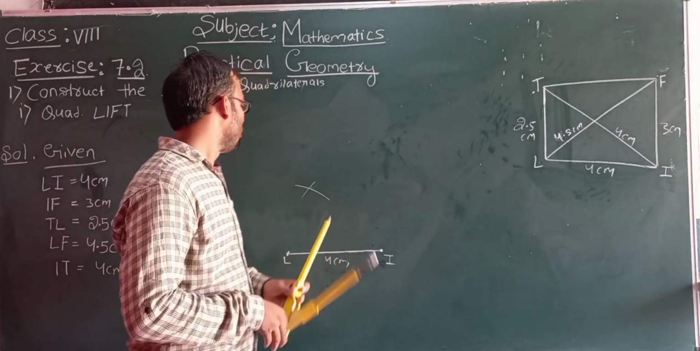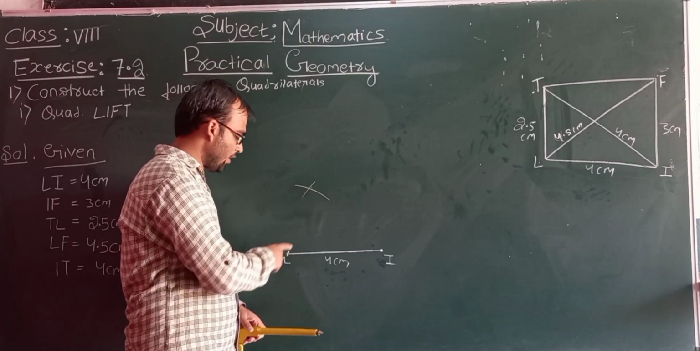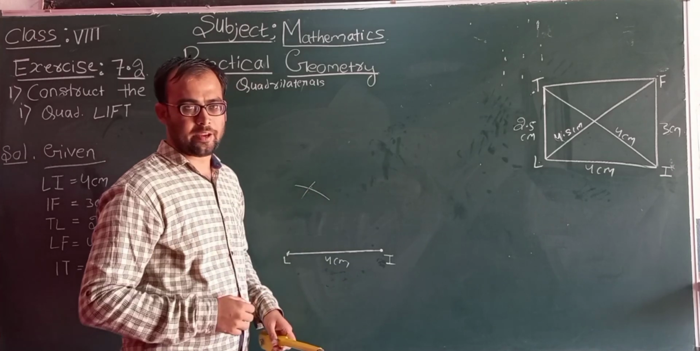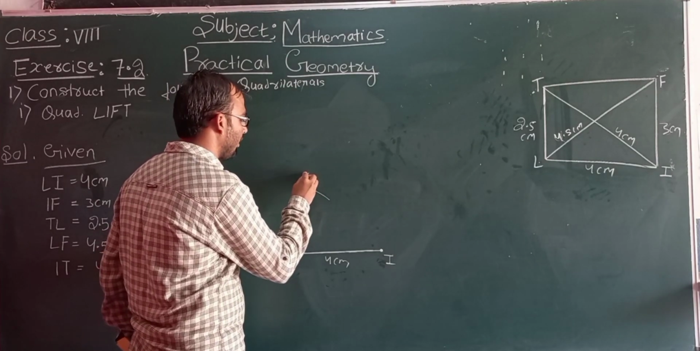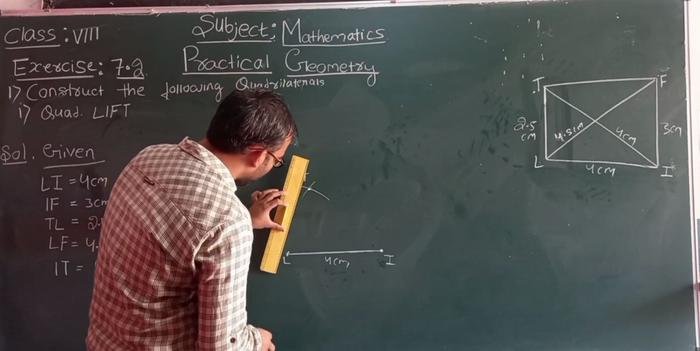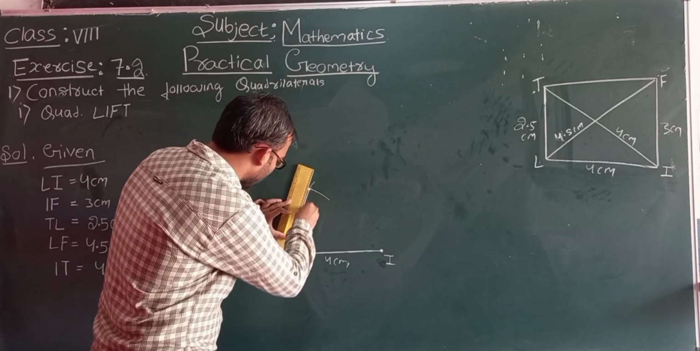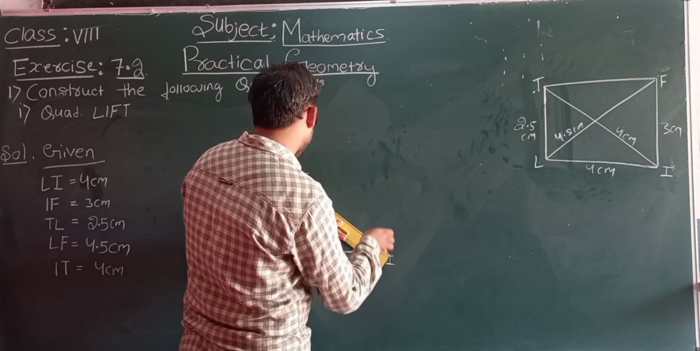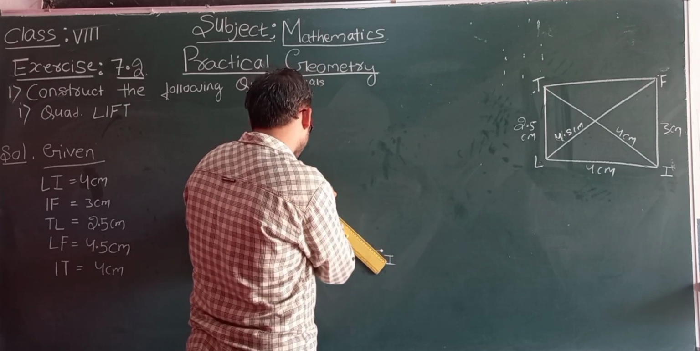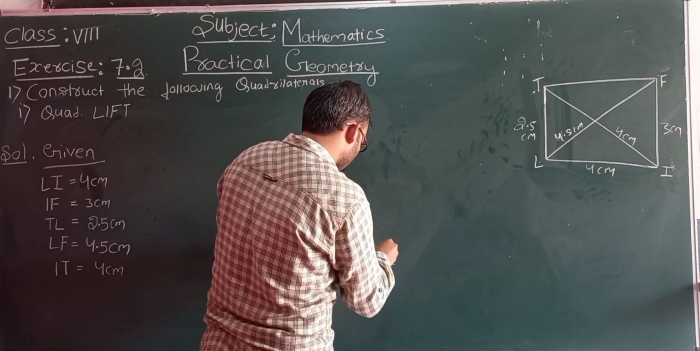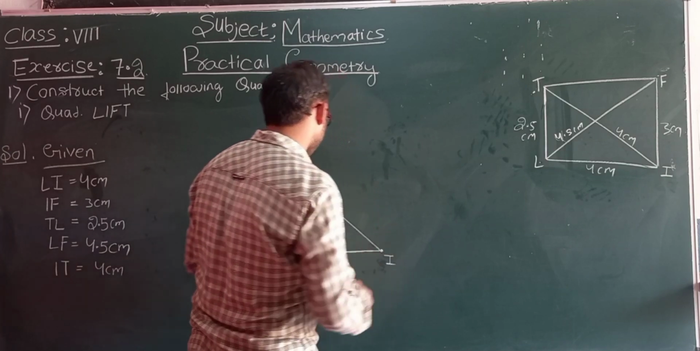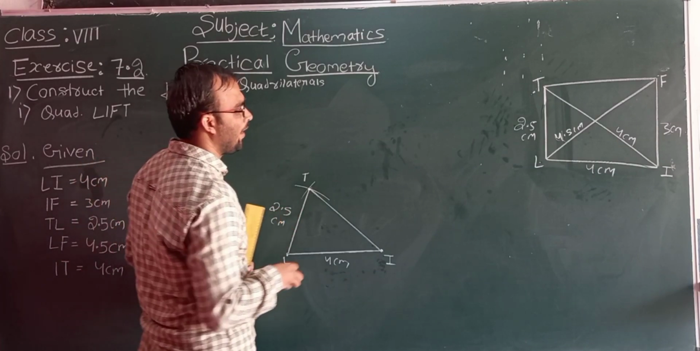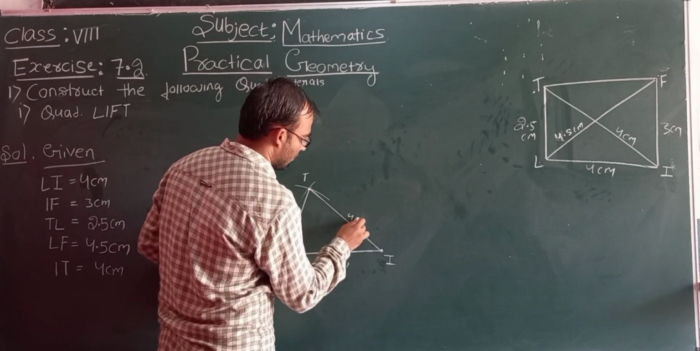So now what we need to do? Mark the point of intersection of these arcs and join these two sides. This will be T. That is, join TL and TI. This is the point of intersection, so this will be T. Join TL and TI. So this is 2.5 cm and this is 4 cm.